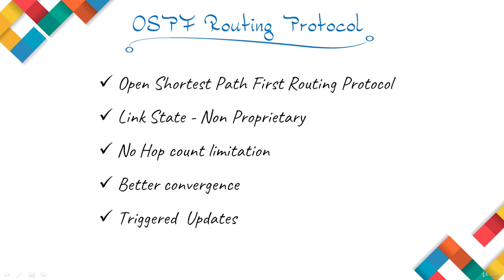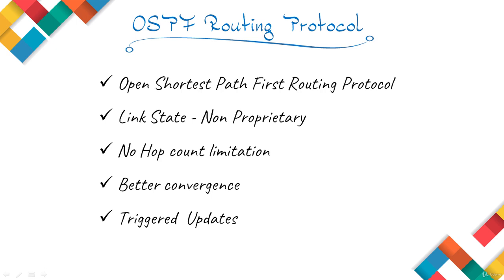OSPF has much better convergence than RIP. In RIP, there is a time interval, and only after that period does RIP send updates to its neighbors. So if a link goes down, it will take a fixed amount of time before advertising that to the neighbors. So the packets will get dropped during that short duration.